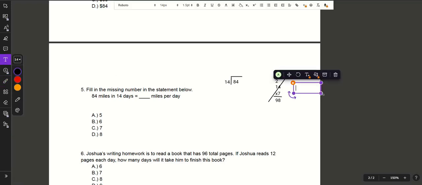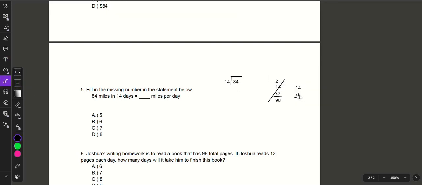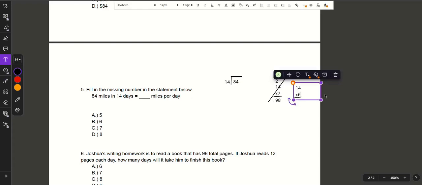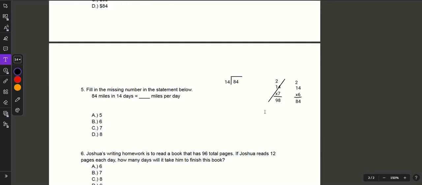So maybe go a bit further down. So 14 times 6 instead. So 4 times 6 is 24. So put that there, and then put the 2 on the tens place. And then 6 times 1 plus 2 is 8, so 84. So that's what we need. That's what we got. So our answer will be 6. So that's 6 miles per day. So that will be B.